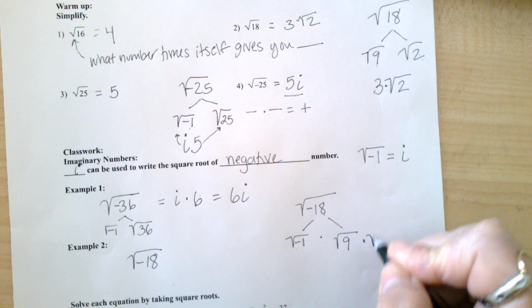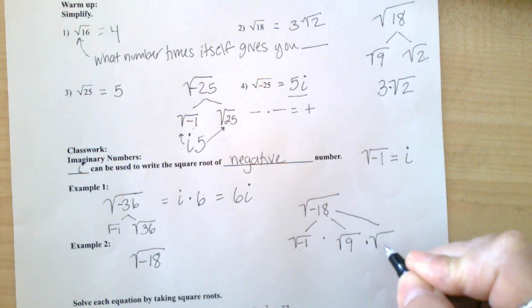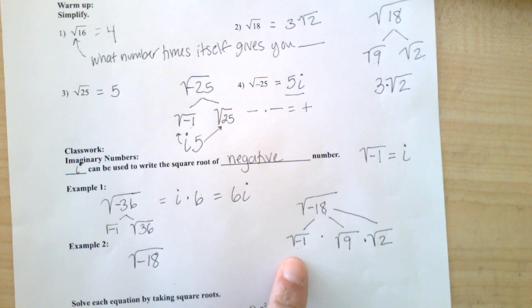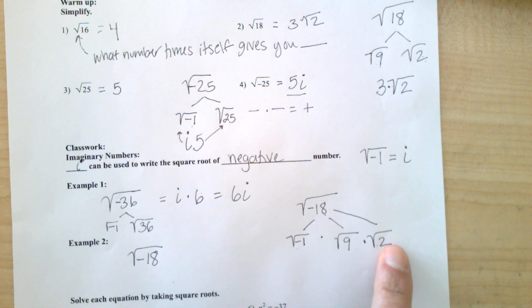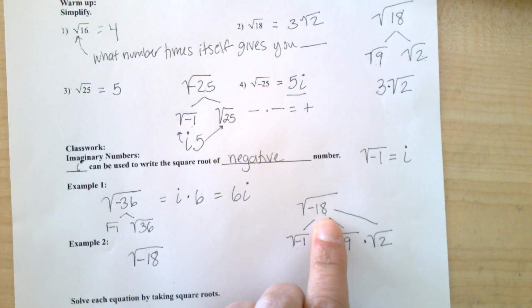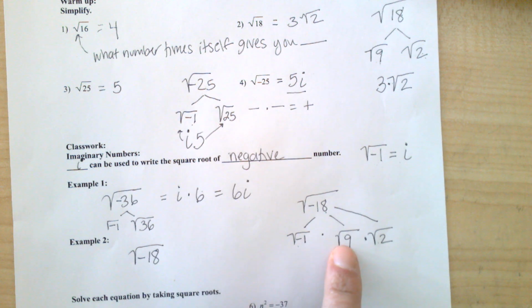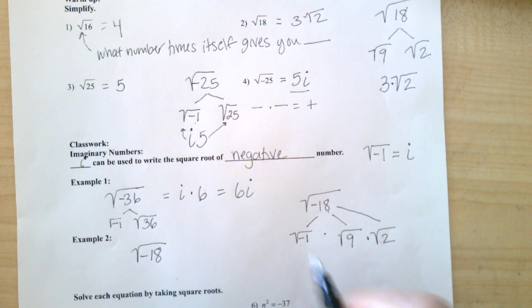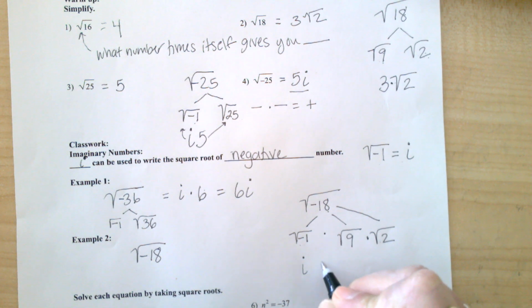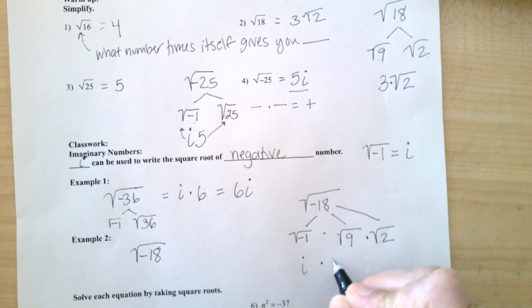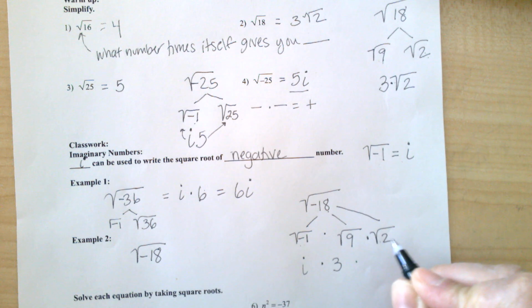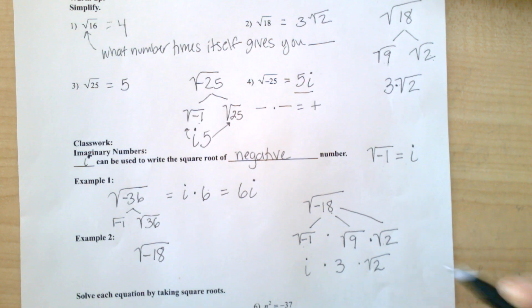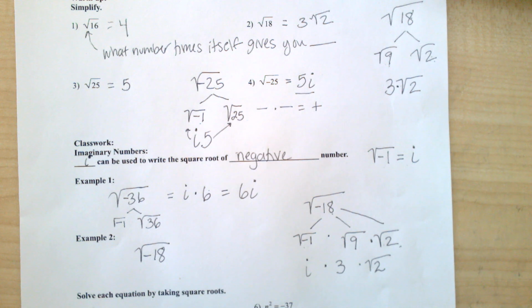What else do we need here to get back to 18? And that's 2. And so we have -1 times 9 times 2, which is going to get us back to -18. These are all factors, so let's now reduce them. We know the square root of -1 is i. We know the square root of 9 is 3. And we know we cannot do the square root of 2, so we're just going to write square root of 2. We cannot reduce that any further.